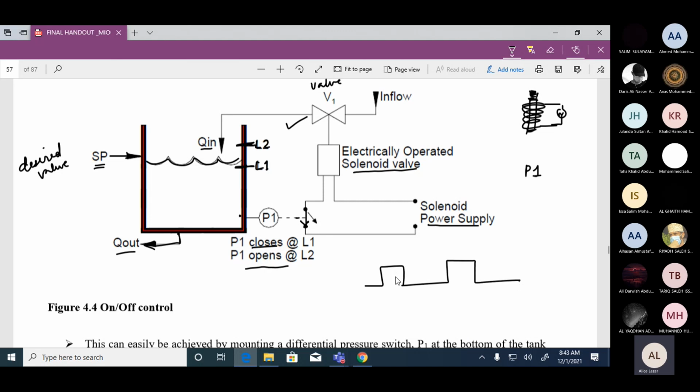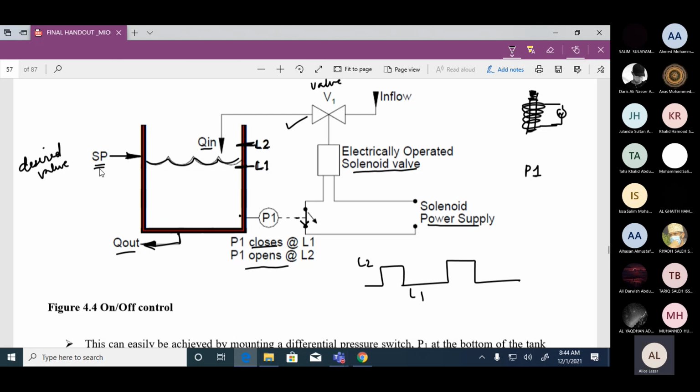And what is our aim? Our aim is to maintain the level between L2 and L1. So this particular control system is allowing the water level to remain such that the tank is not becoming empty or overflowing. There is no overflow.